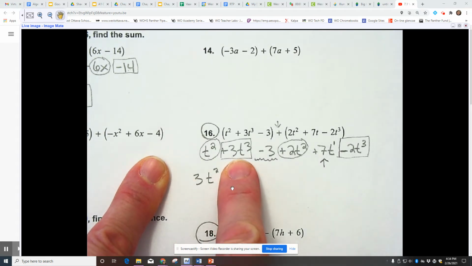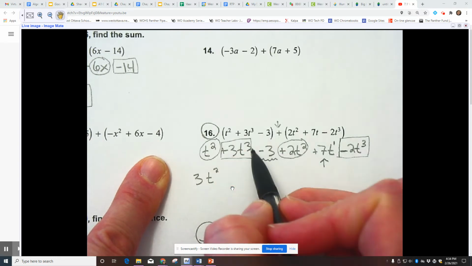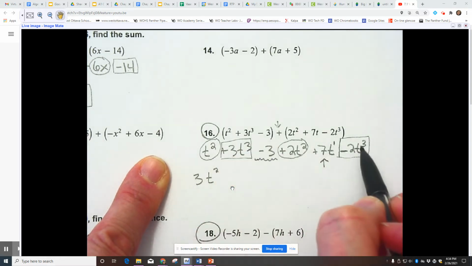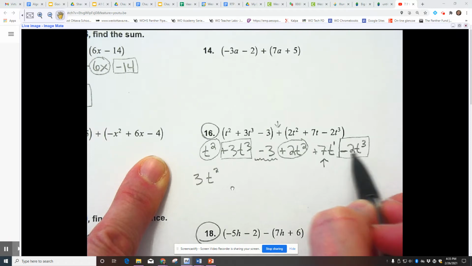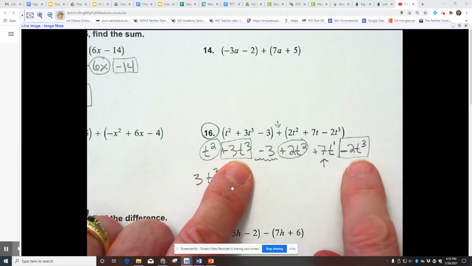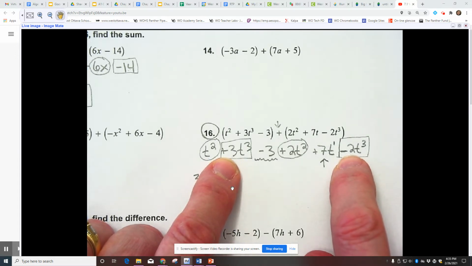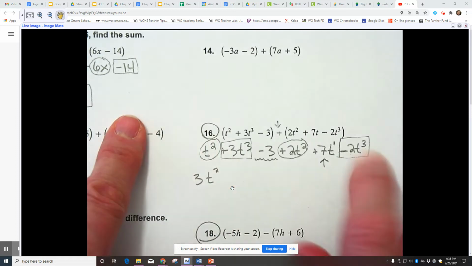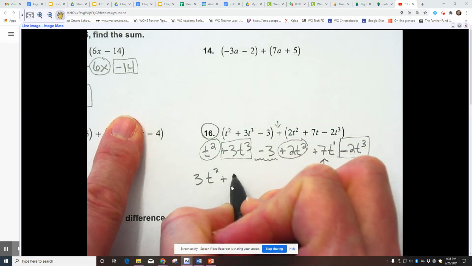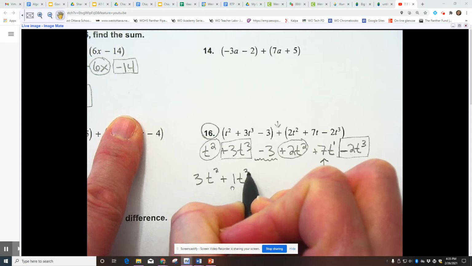Now, here I have 3 t's to the third power. And over here, I have minus 2t to the third power. We already identified those as like terms. So now I just need to add the coefficients. 3 minus 2 is positive 1. So I'm going to have plus 1t to the third power.